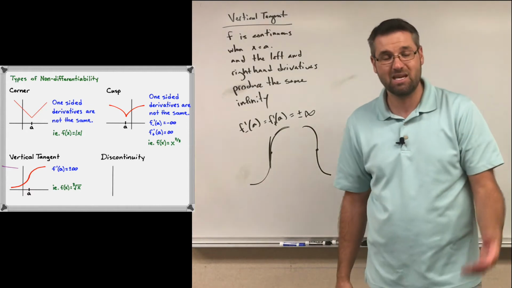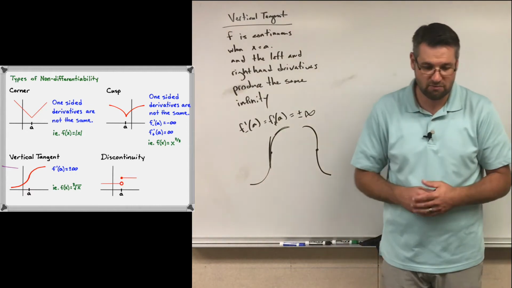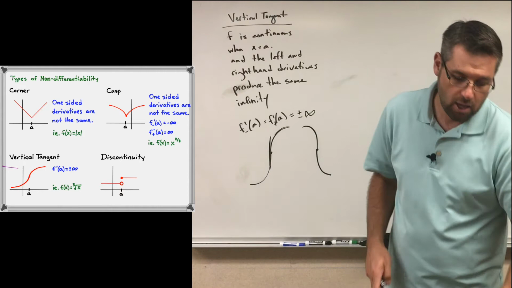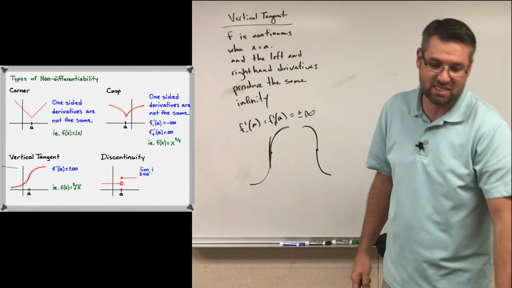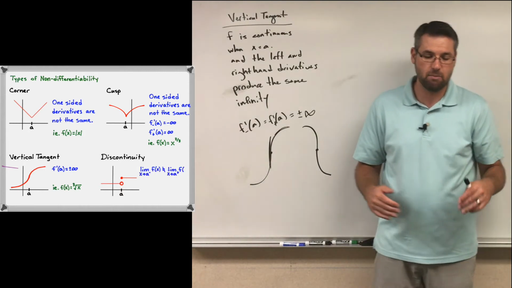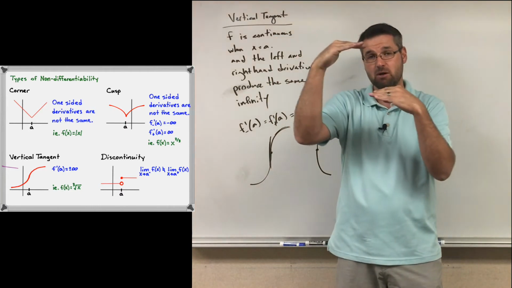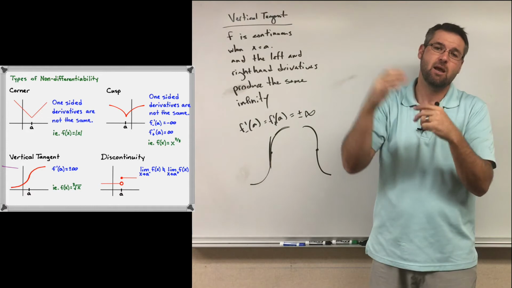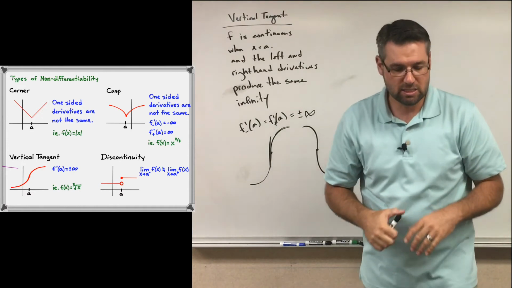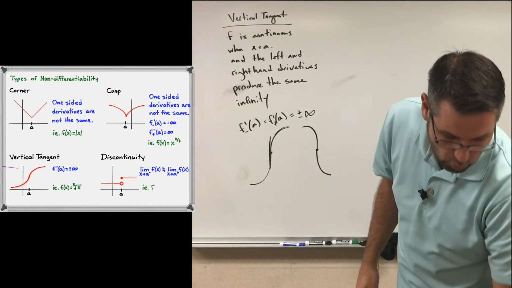The last type is any discontinuity. Any kind of function that is discontinuous at a would imply that the derivative does not exist at a. Even though if you look at my example here, you can see that the left-hand derivative is 0 and the right-hand derivative is 0. Okay, the derivatives match, but because it's discontinuous, it is not differentiable at that point.